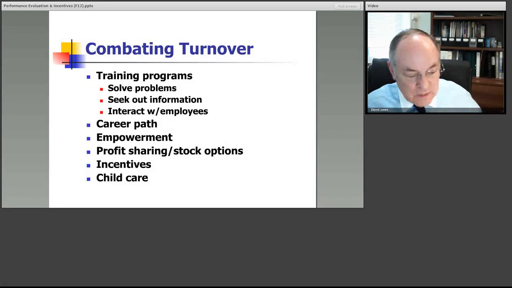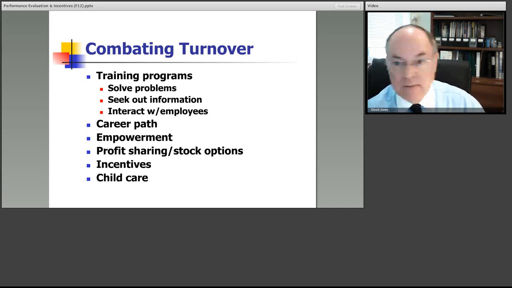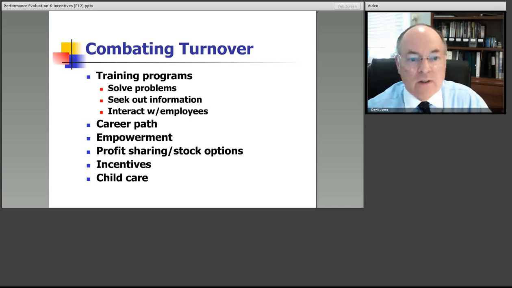How do we combat this? How do we make sure that we keep our employees? The old adage of retention being the most important thing. Well, training programs, and we've been talking about that previously during the semester, training programs to solve problems, seek out information, interact with employees. Have a clear career path. Let the employee know what the future is for them, no matter what their position is in the operation. Let them know what that future is.